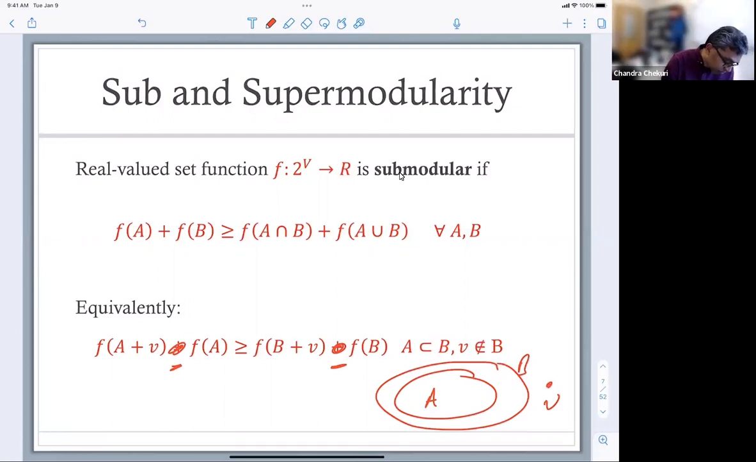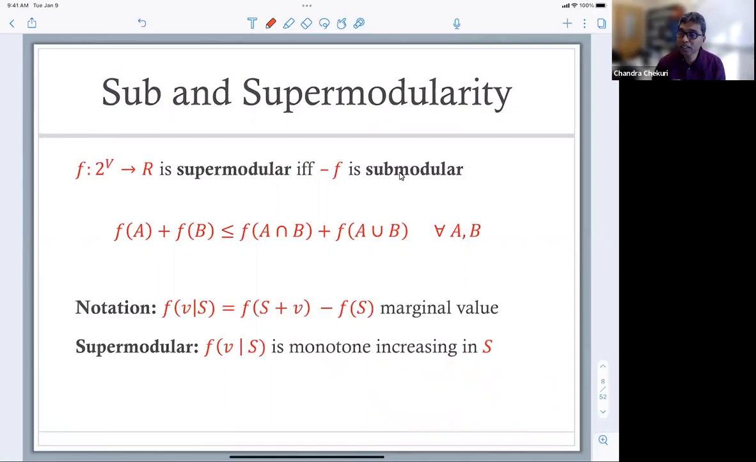This is well known. And what is supermodular? Supermodular functions are negations of submodular functions, or you can define them directly. F is supermodular if f of A plus f of B is less than or equal to f of A intersection B plus f of A union B. I will use some notation. The marginal value, to keep it compact, I will use f of v given S to be f of S plus v minus f of S. And for supermodular functions, this is increasing, while for submodular functions, this is decreasing. The f of v given S is a monotone increasing function of S when f is supermodular, and for submodular, it's a monotone decreasing function.